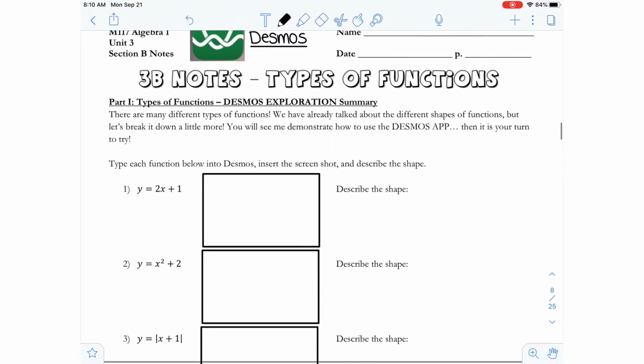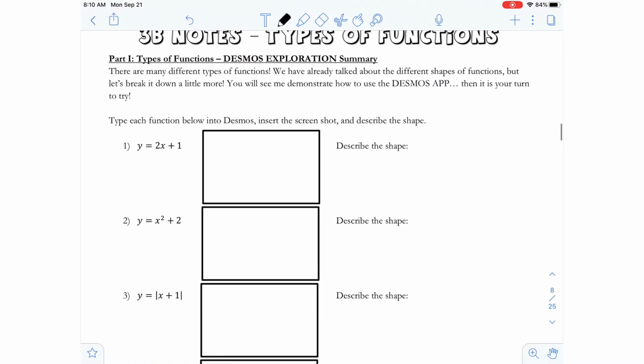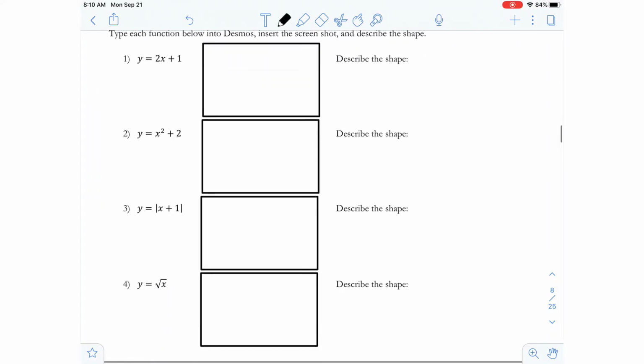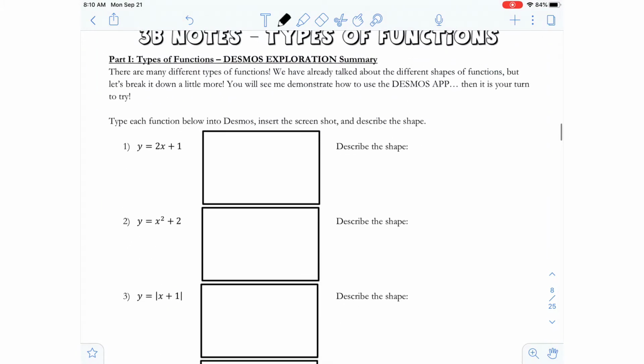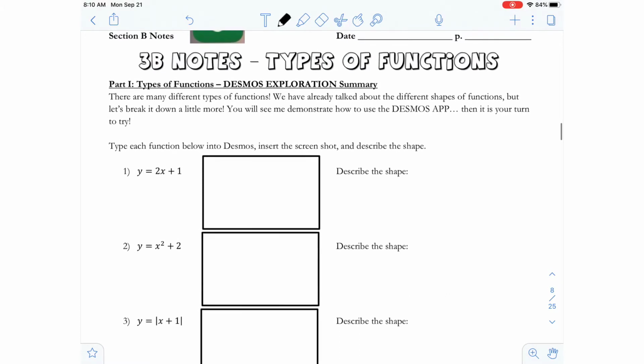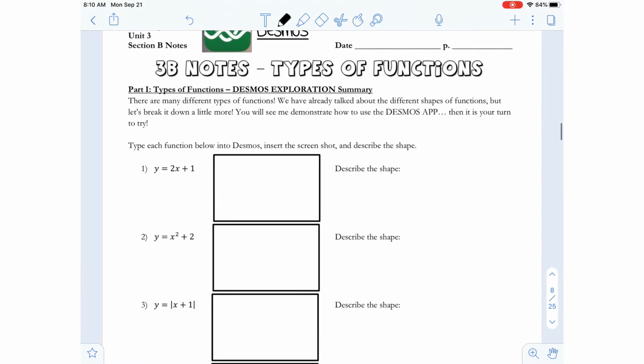So we are going to use Desmos to explore the shapes of all of these different functions, okay? And the topic today, like I said, is types of functions. All of these are going to have different shapes because they're all different types of functions.